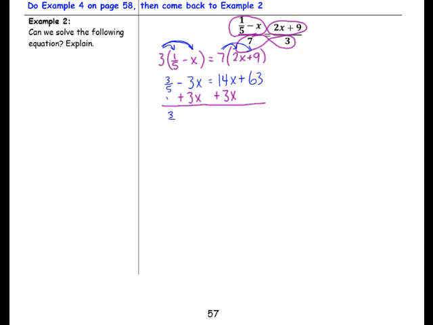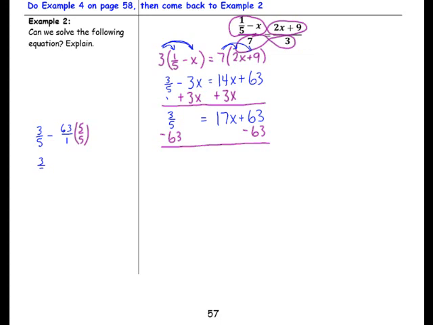Simplifying, I now have 3/5 on the left, 17x plus 63 on the right. For my next step, I'm going to subtract 63 from both sides of the equation. That's going to give me my constants on the left and my terms with variables on the right. Simplifying 3/5 minus 63. I'll show the work on the side. 3/5 minus 63 over 1. I need a common denominator of 5, so I'm going to multiply this fraction by 5 over 5.